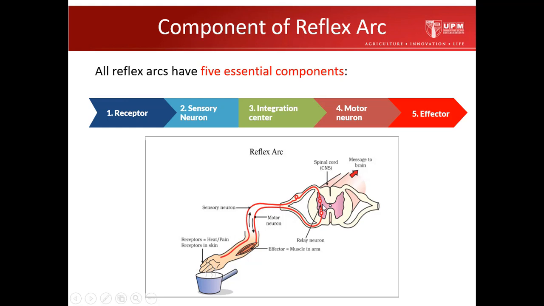Once it has arrived here in the spinal cord, the stimulus will be processed and it will decide on what the response is. After that, the information will be sent to the motor neuron and then lastly to the effector organ. In this part, the effector, which is the muscle in the arm, is going to contract and cause the hand to move away from the hot pan.